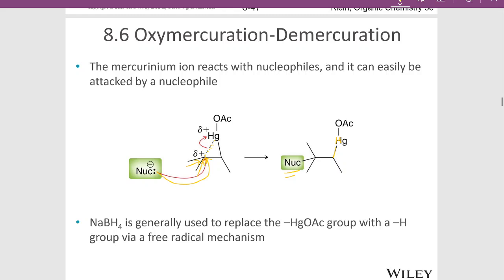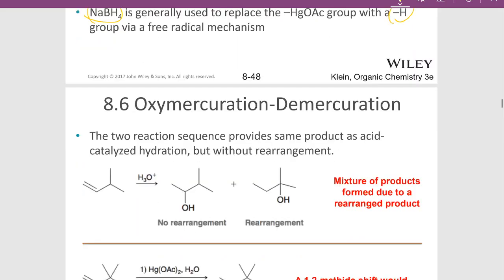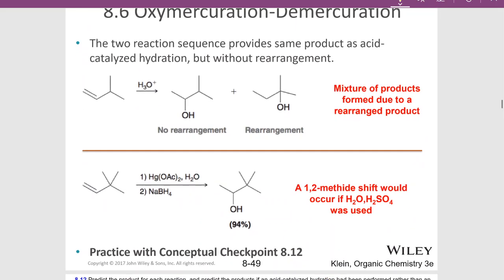Now in the final step of this reaction, sodium borohydride is used to remove the mercury and replace it with a hydrogen. And this goes through a free radical mechanism that we don't discuss in this course. So the overall reaction is mercuric acetate and water, which is our nucleophile, in the first step. In the second step, we have sodium borohydride, and for most professors, it's perfectly fine to write all of this together over the reaction arrow and not separate it out by steps.